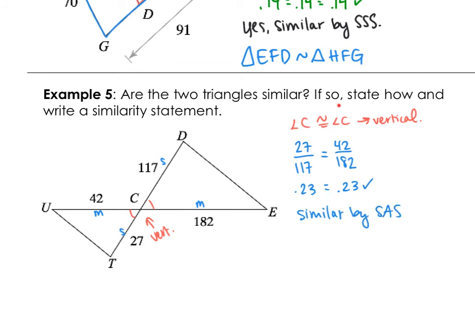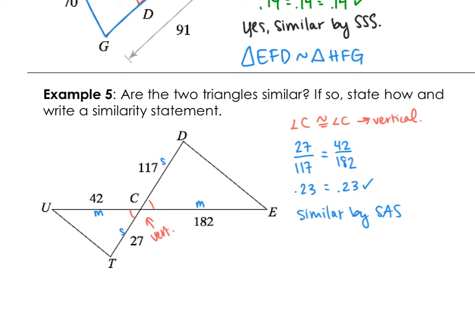So the angle is this vertical angle here, okay? And something to make note of, that angle is the included angle of the two sides that were given. So 27 and 42 form angle C, and likewise on this side, 117 and 182 form that angle right there. So there's the angle, and the sides are proportional. We say they're similar by side, angle, side.